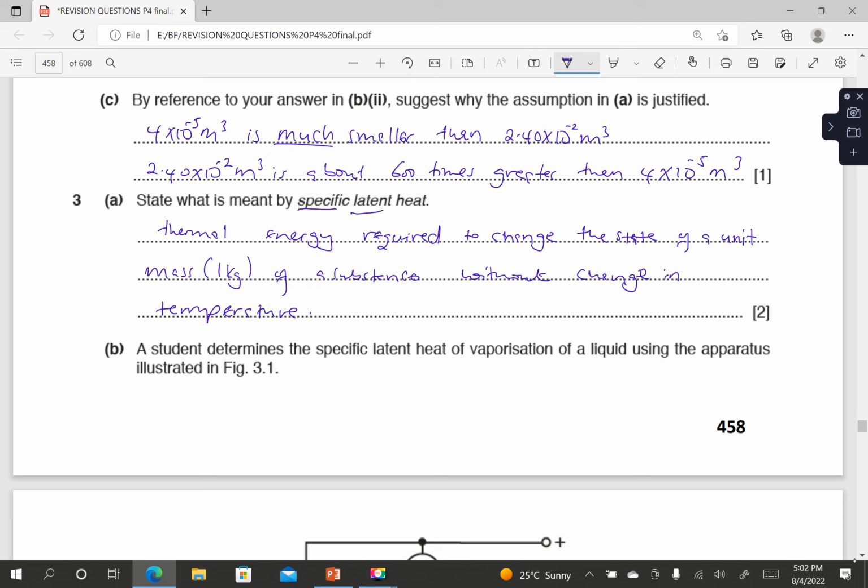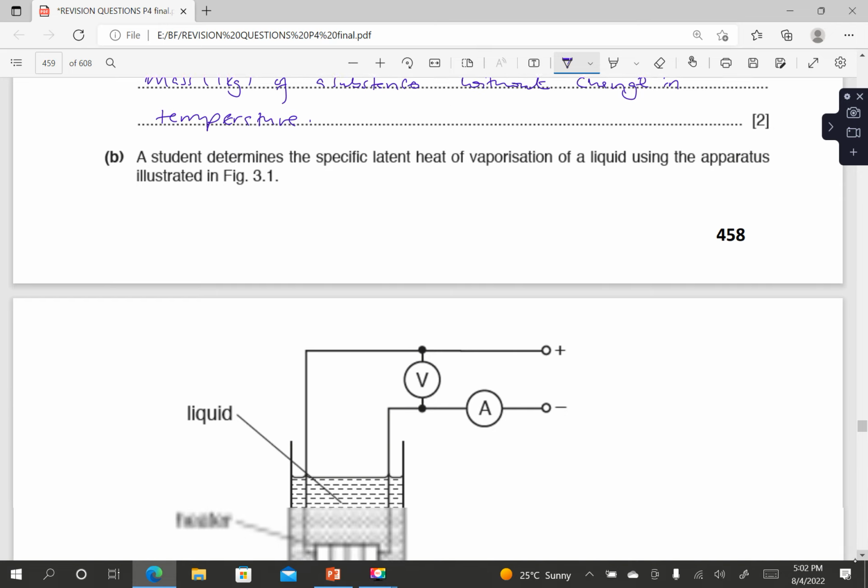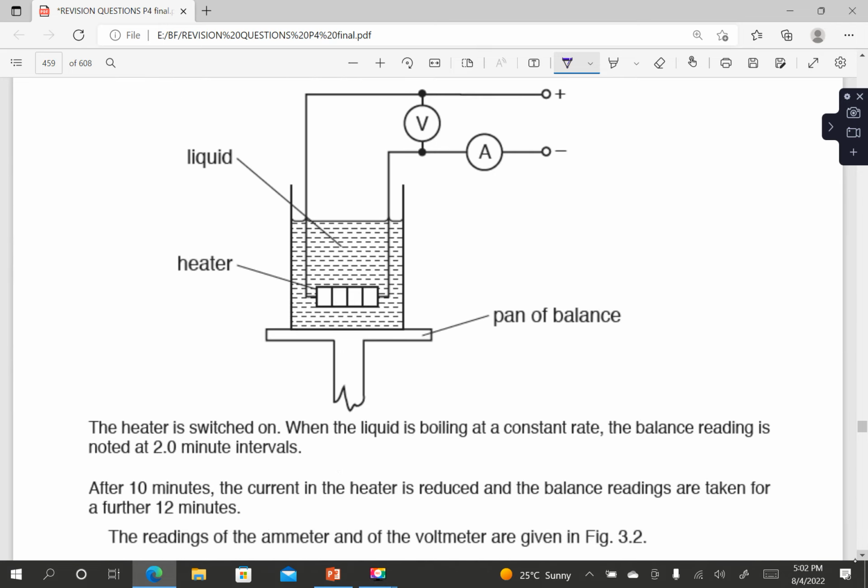Okay, next. So a student determines the specific latent heat of vaporization of a liquid using the apparatus illustrated. So this is the apparatus. We have seen such apparatus before. The heater is switched on when the liquid is boiling at a constant rate. Note that when the liquid is boiling at a constant rate, the temperature of the apparatus does not change. In other words, heat exchange with the surrounding does not change.